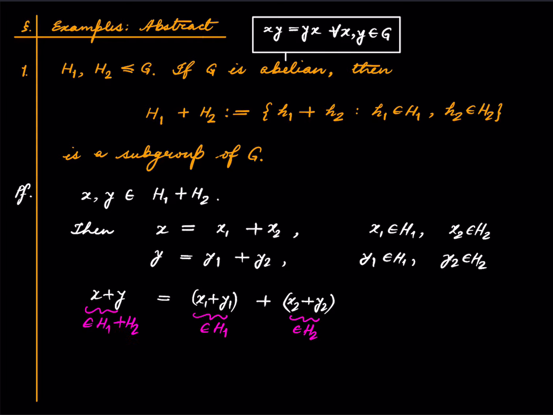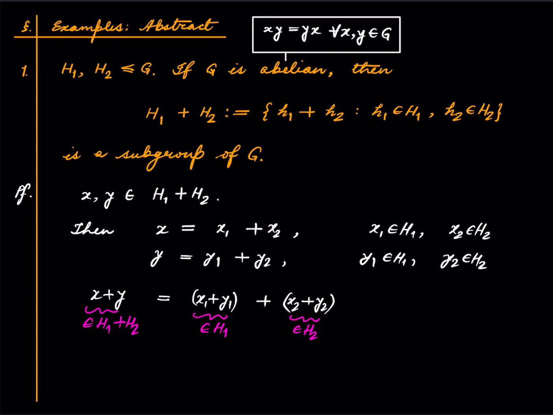So what we have shown is that H1 plus H2 is closed under the binary operation. I should have mentioned that when we are talking about abelian groups, we generally use this plus symbol to denote the binary operation of the abelian group. We do not use the multiplicative notation generally. There's nothing wrong with it, and you can use the multiplicative notation, but generally we use the additive notation whenever we're talking about an abstract abelian group. I should have mentioned that earlier, but anyway. So we have shown that this thing is closed under the binary operation.